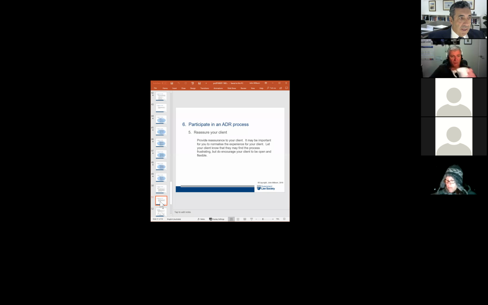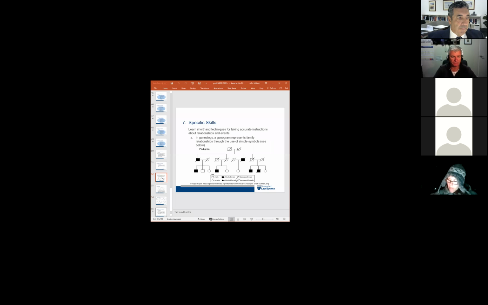Reassure your client, let them know that this is a process that may seem frustrating, it may seem foreign to them, and because they've typically been guarded, reluctant to provide information to the other side, distrustful of the other side, it means a dramatic shift in their thinking, and you need to reassure them that this is something which ultimately works to their advantage, we hope.